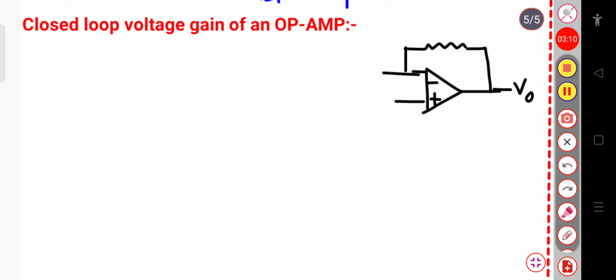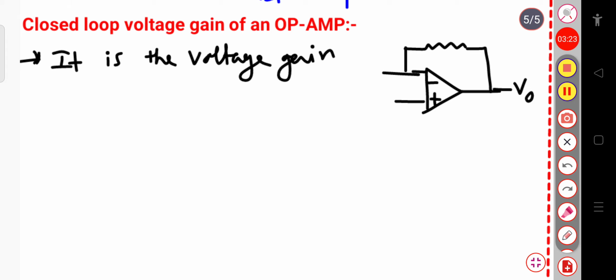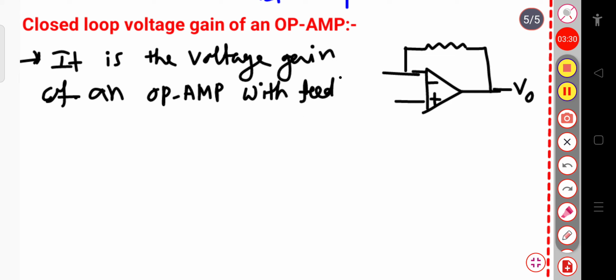So here I can write that it is the voltage gain of an op amp with feedback. The feedback circuit is connected from the output voltage to the inverting terminal. In the feedback circuit, the output that we get across this terminal will again be fed to the operational amplifier.